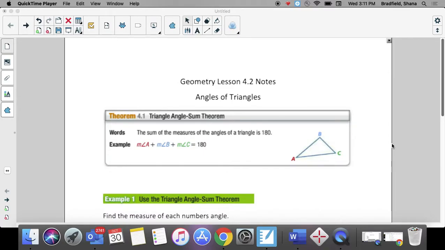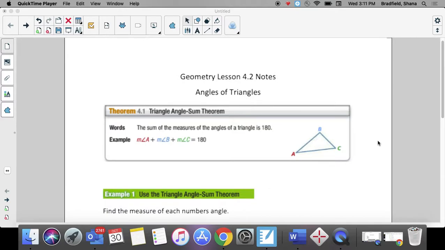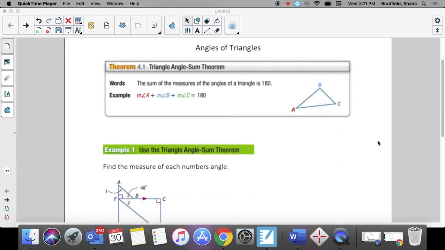Hey guys, we're going to do lesson 4.2, angles of triangles. We are going to use the triangle angle sum theorem to find missing angles in this section.